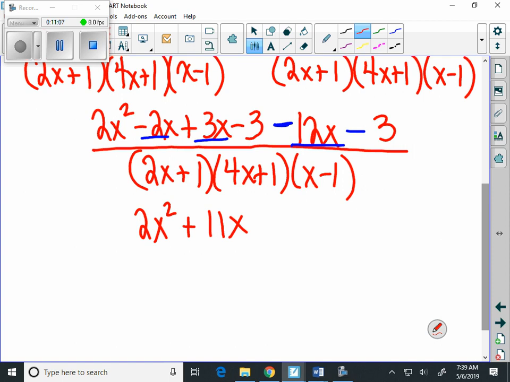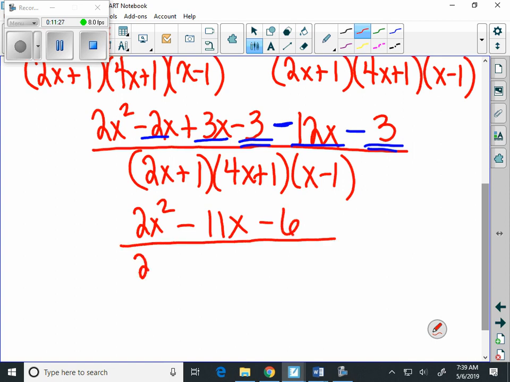And I think I have my sign wrong here. Negative 2x plus 3x is 1x. Yep, minus 11x. And then our other like terms here, minus 3 minus 3 is minus 6. Then we've got the 2x plus 1 times 4x plus 1 times x minus 1.